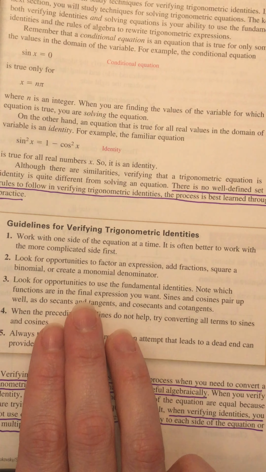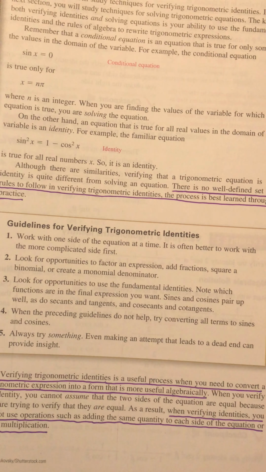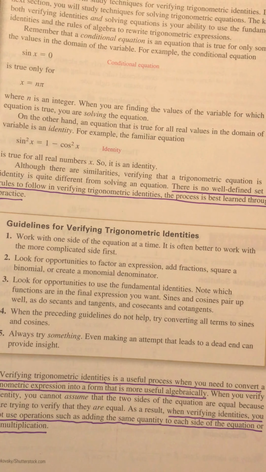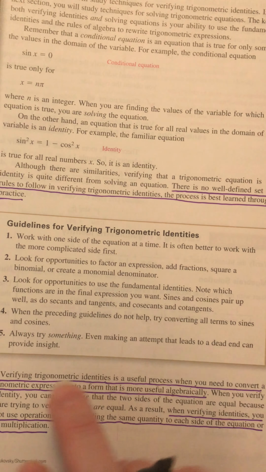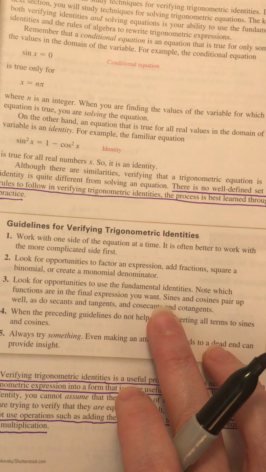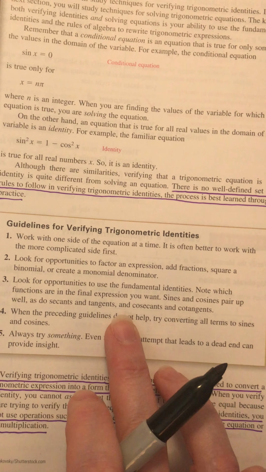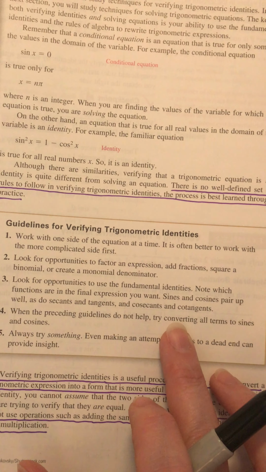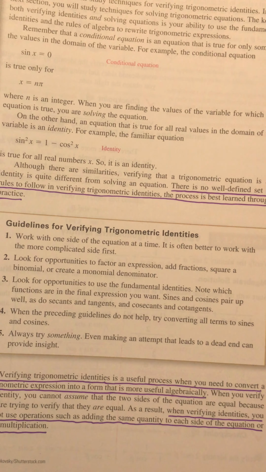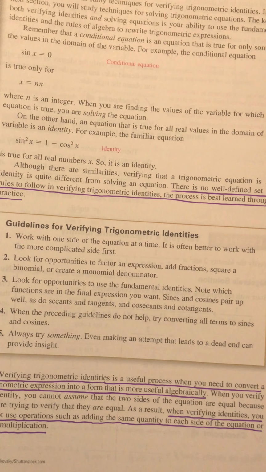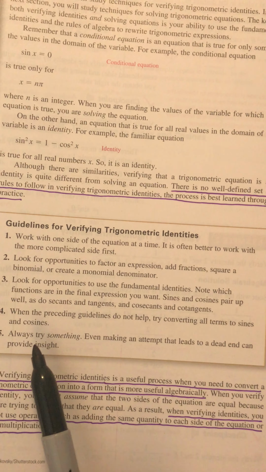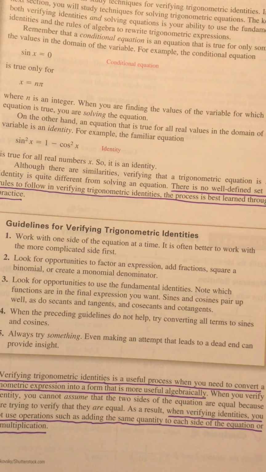Look for opportunities to use the fundamental identities, like transform tangent into sine over cosine, transform sine squared into 1 minus cosine squared. Note which functions are in the final expression you want. Sines and cosines pair up well, as do secants and tangents, and cosecants and cotangents. When the preceding guidelines do not help, try converting all terms to sines and cosines. That's like the basic form, right? Everything can be made up of sines and cosines. So if nothing else works, just simplify it or transform it all to sines and cosines.